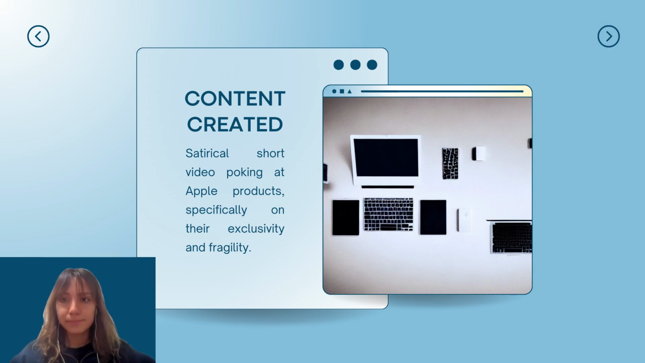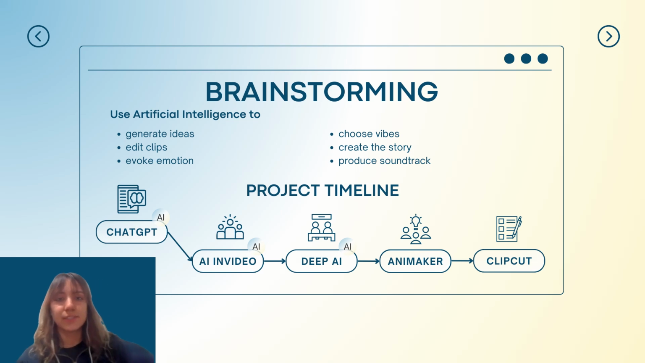on the internet. In order to begin this process, I made a list of the things that I needed to do and what AI could help me do. And so in that, I needed several tools that could help me generate ideas, to edit the clips, to create clips, and to create a story and give character to the video.